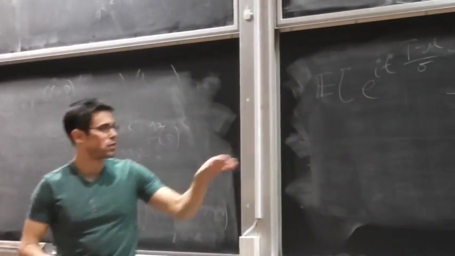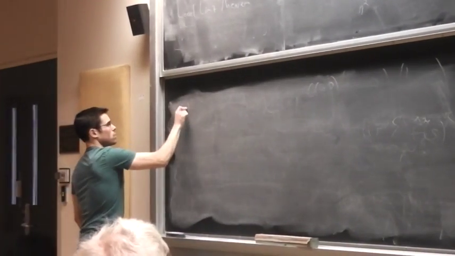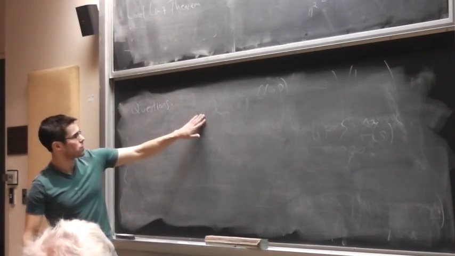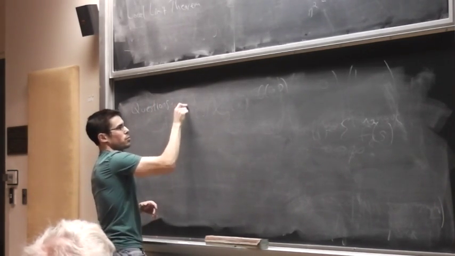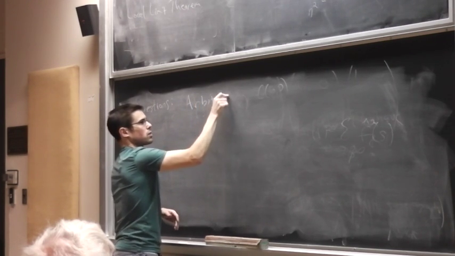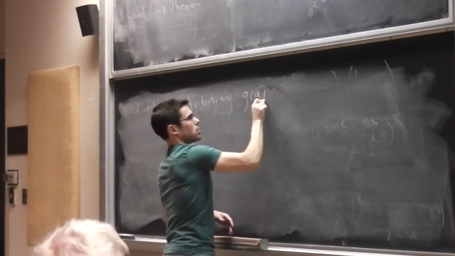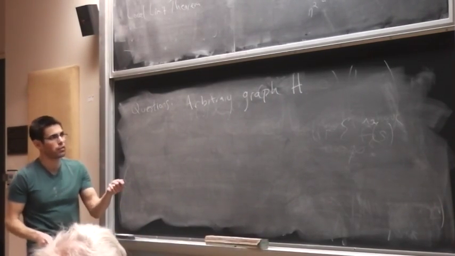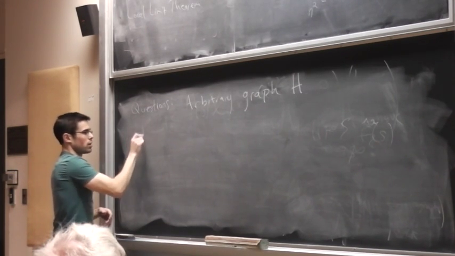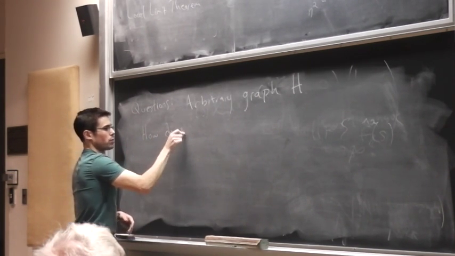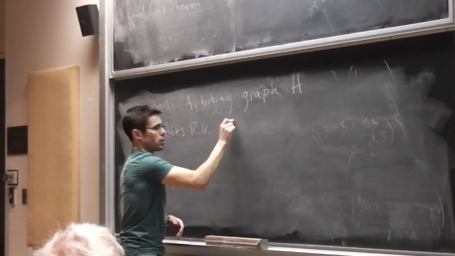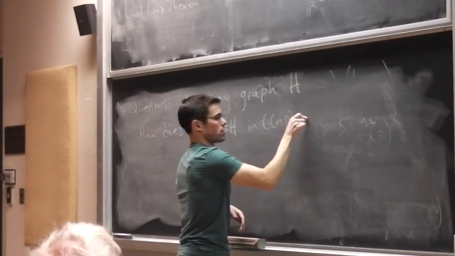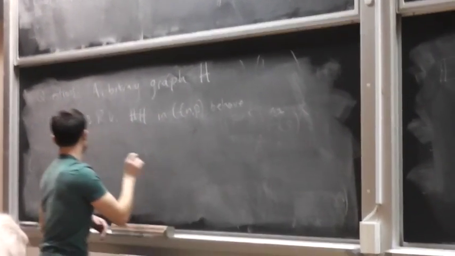That was the result. And so now I want to move on to questions. So for this one, we ask, take an arbitrary graph H. And then you can ask the following question. You can make the subgraph counting random variable and ask, how does the random variable, given by the number of copies of H in your random graph, behave as n goes to infinity?